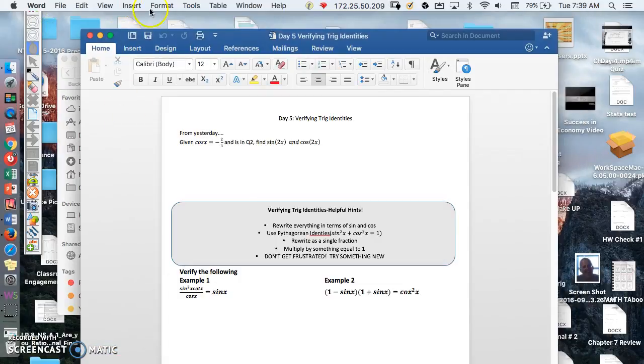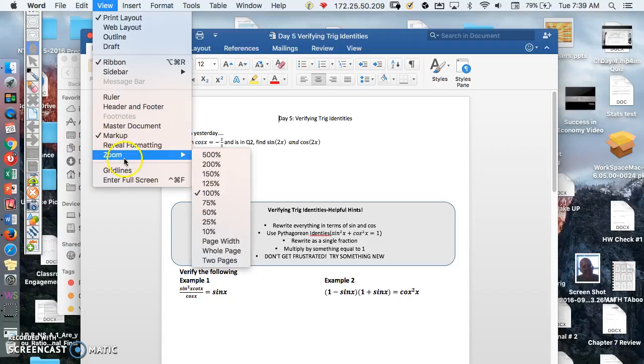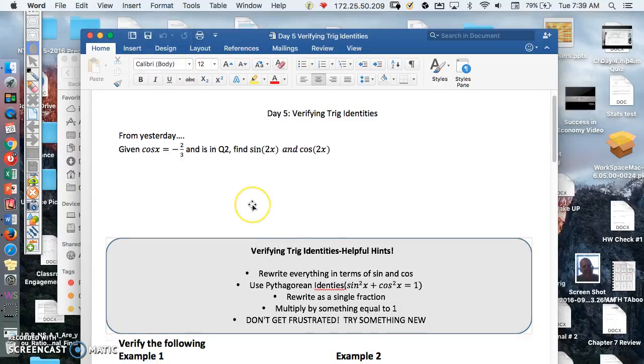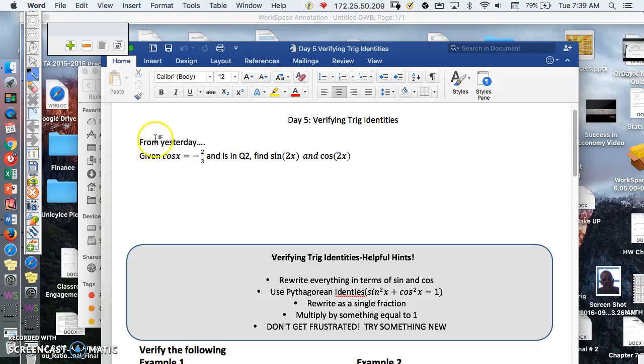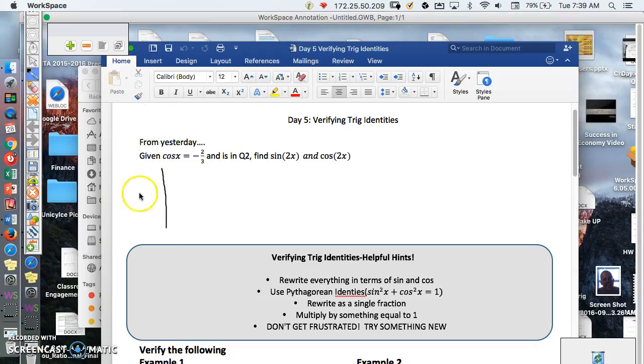So today we're going to take a look at verifying trig identities. First of all, a review from yesterday. Given the cosine of x is -2/3, with x in quadrant 2, and it's adjacent over hypotenuse, so -2, hypotenuse would be 3. Find the sine of 2x and the cosine.